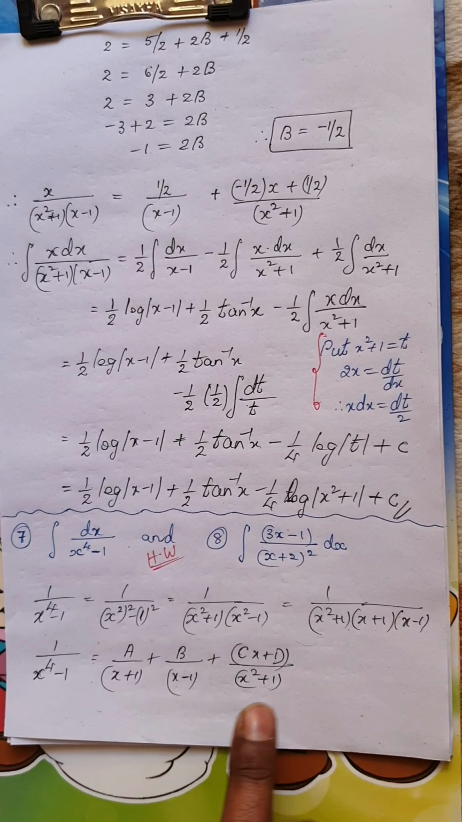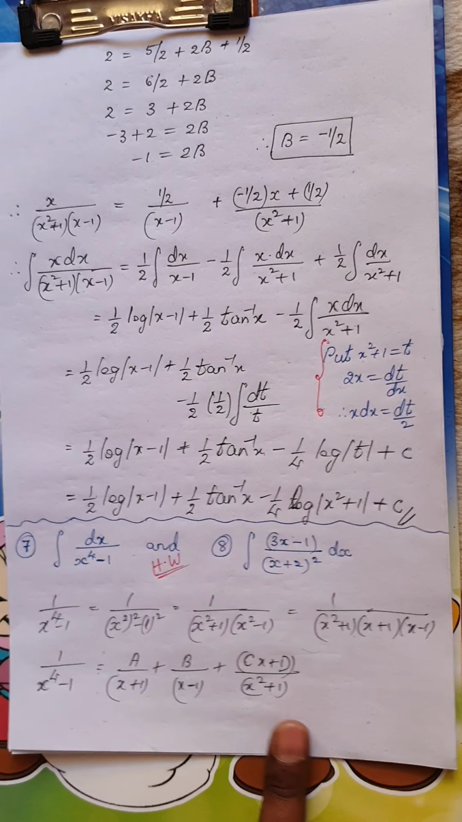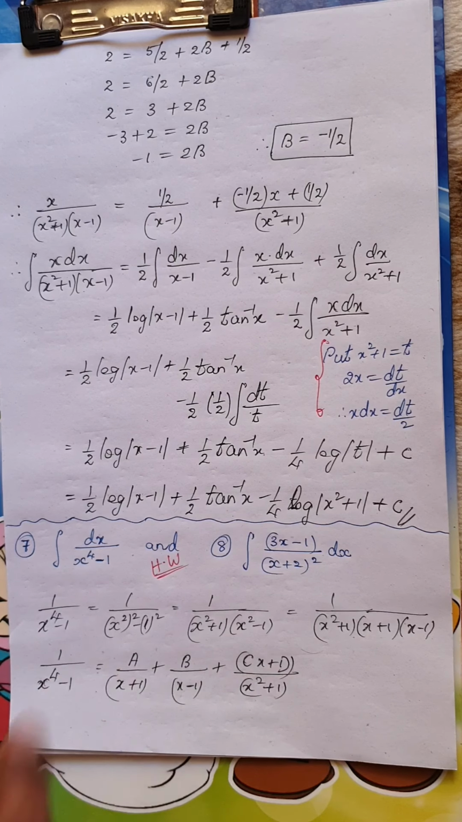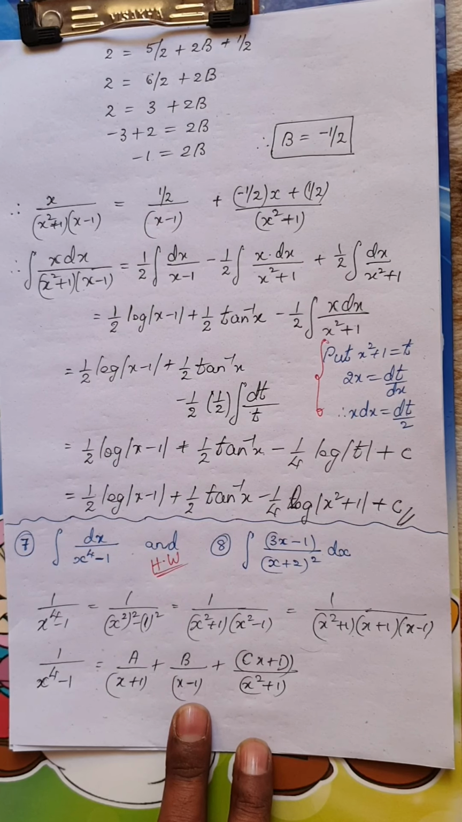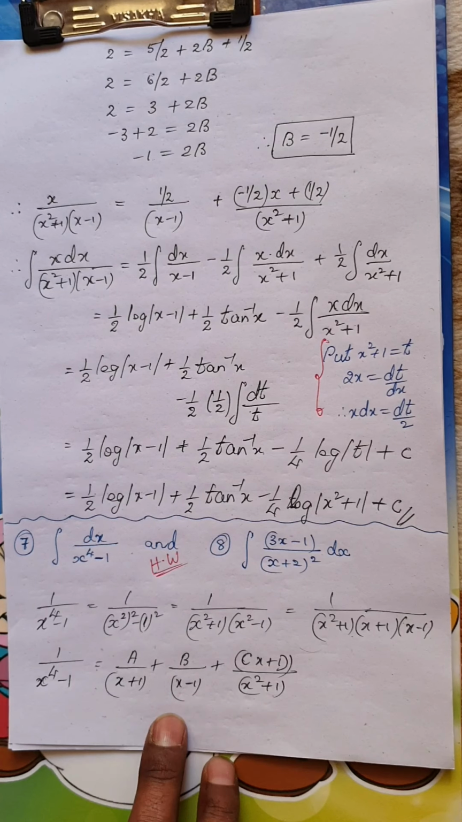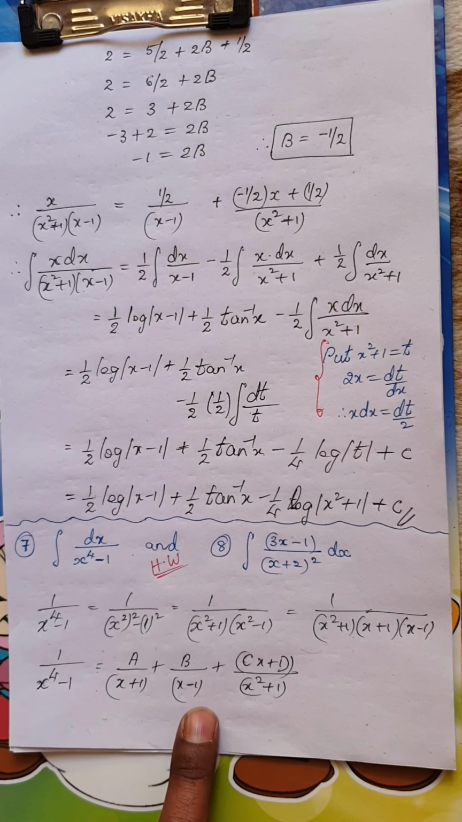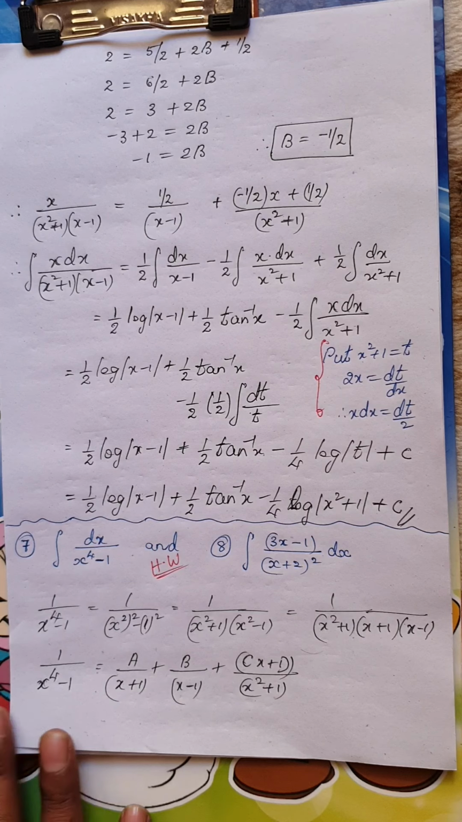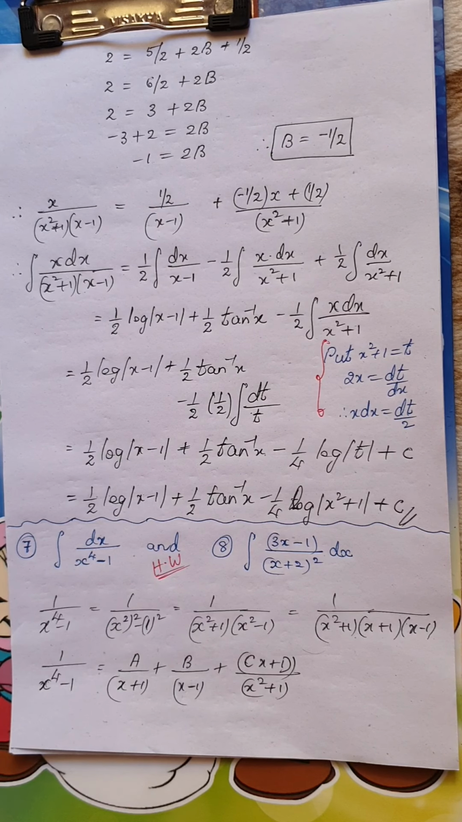I don't think this question will be asked in the examination because this is a very lengthy step. You have to find the value of a, b, c, d and then integrate. But you can keep this for practice purposes. So cross multiply it, take the LCM, find the values of a, b, c and d and then integrate using the previous steps. Is it clear?